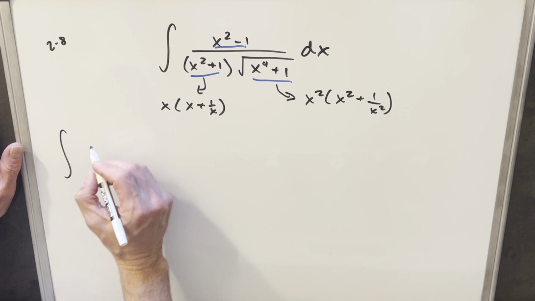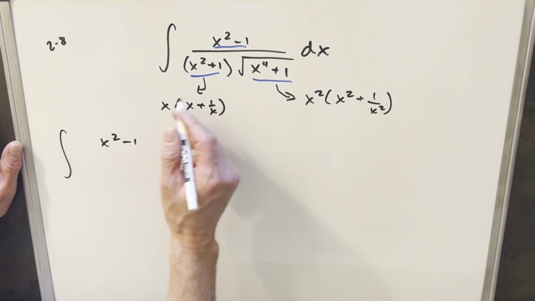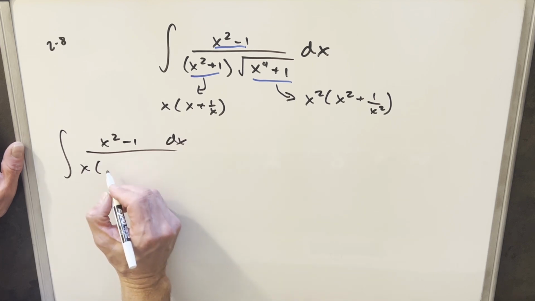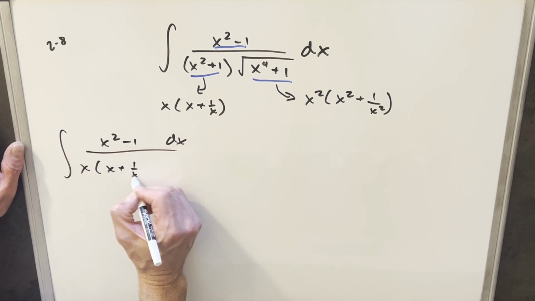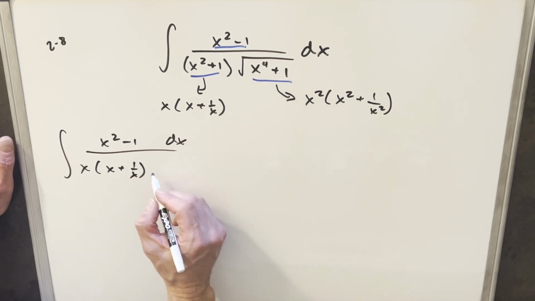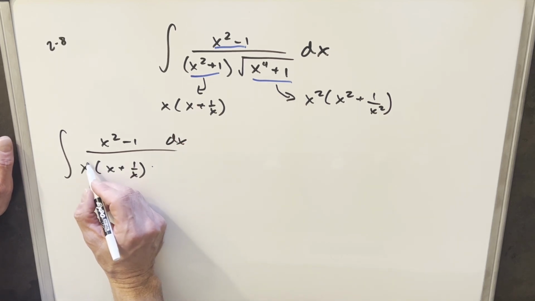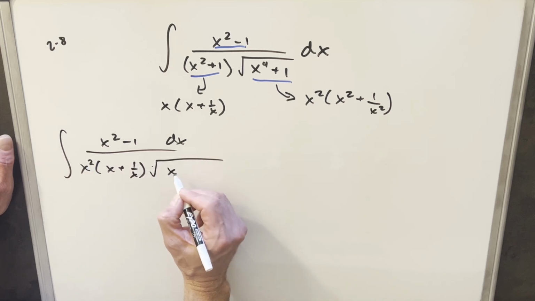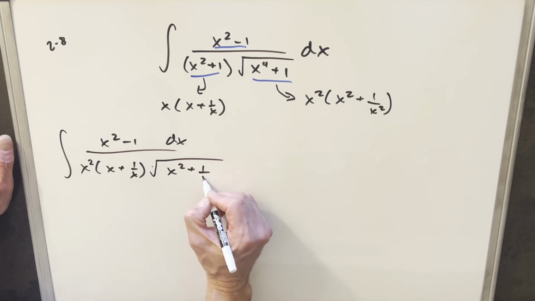And so now I'll go ahead and rewrite this. For now, we'll keep this x squared minus 1 in the numerator. Then we'll have this first piece, x times (x plus 1 over x). Now we have this x squared inside the square root, so I'm going to take it out of the square root as just another x. Then inside the square root, we'll just end up with x squared plus 1 over x squared.